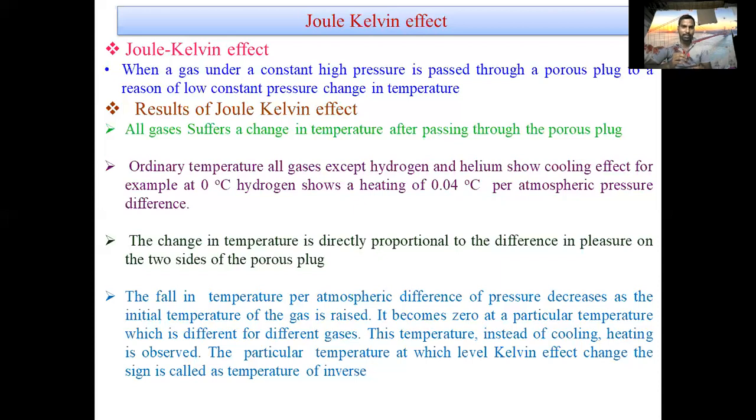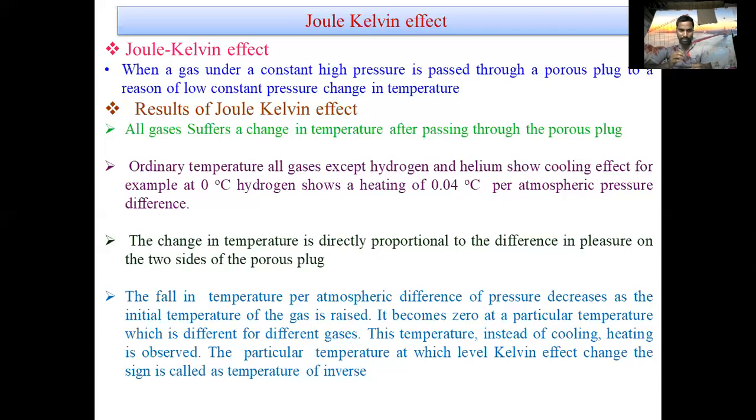Now, the change in temperature is directly proportional to the difference in pressure on the two sides of the porous plug. The high pressure region is P1 and the low pressure region is P2. The change of temperature dT is directly proportional to P1 minus P2, that is the pressure difference. Now we discuss the fourth result.